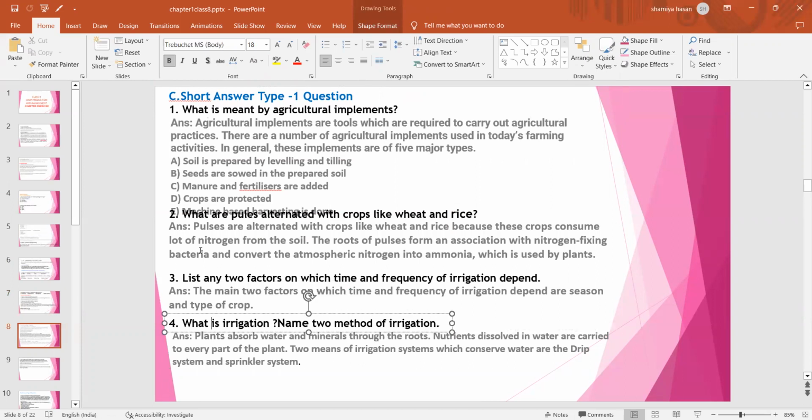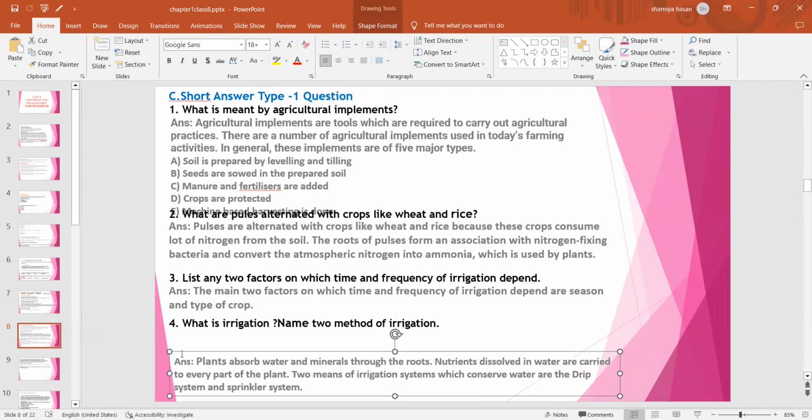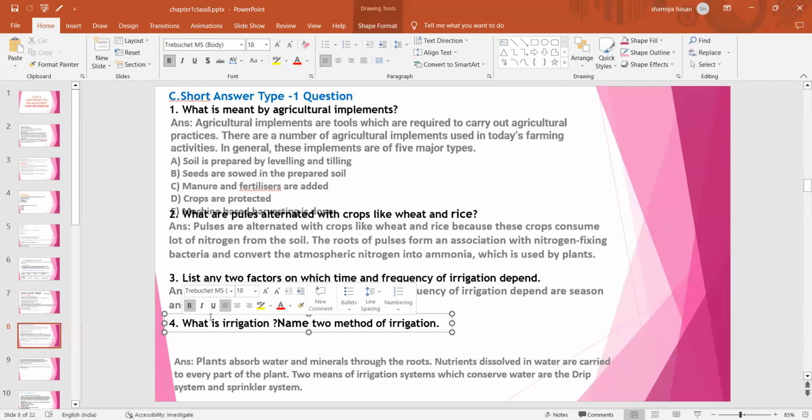Okay. Next question is: what are pulses alternated with? Sorry, I'll first write here: soil is prepared by leveling and tilling. Seeds are sowed in the prepared soil. Second, third one is pure manure and fertilizers are added. Then we have crops are protected. Machine based harvesting is done. So here this question gets completed.